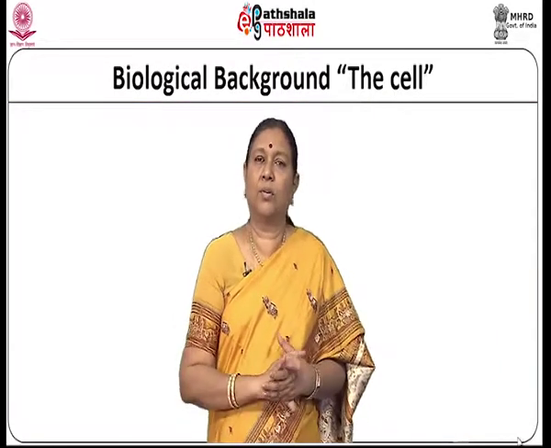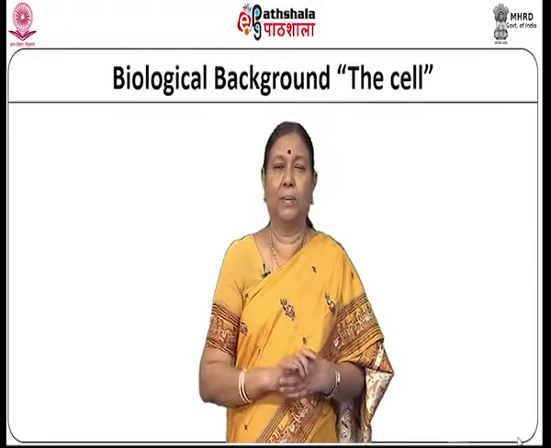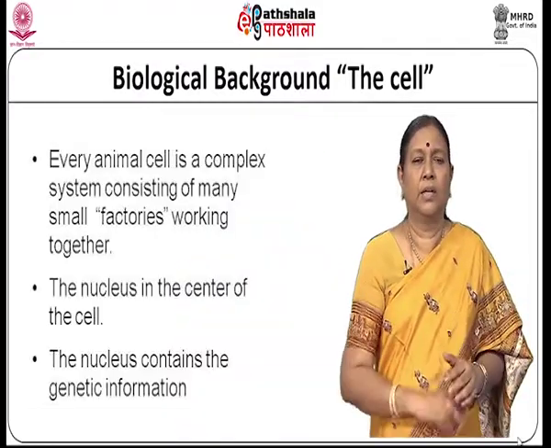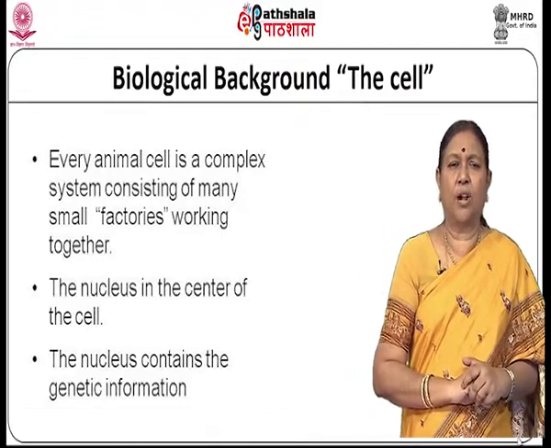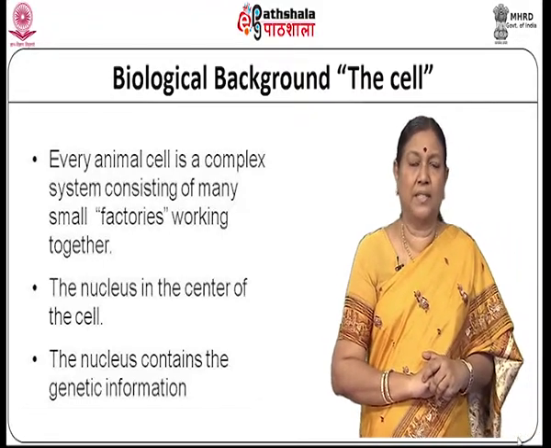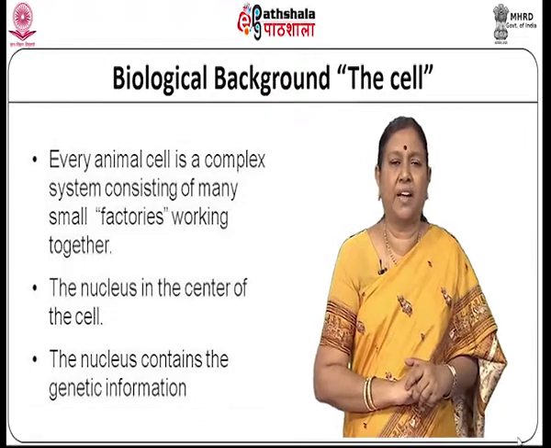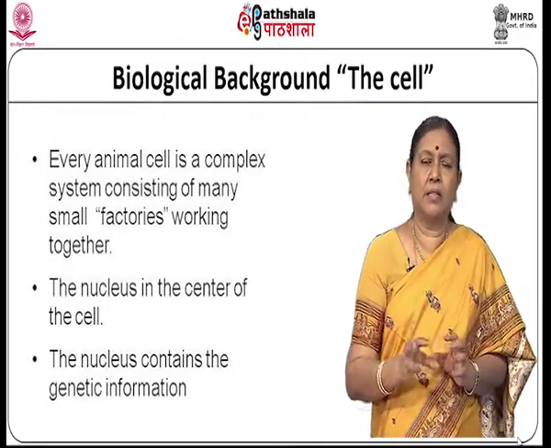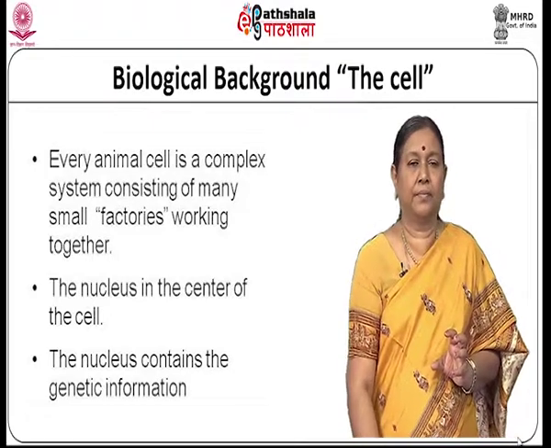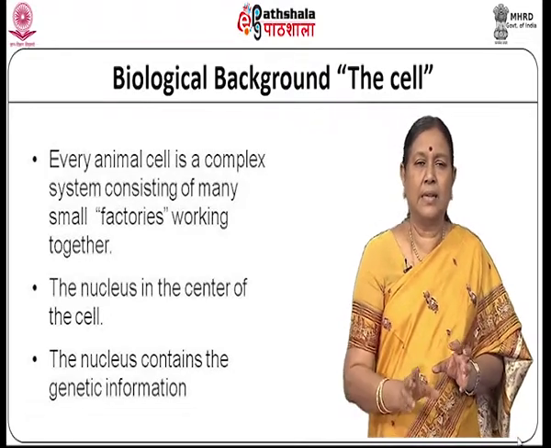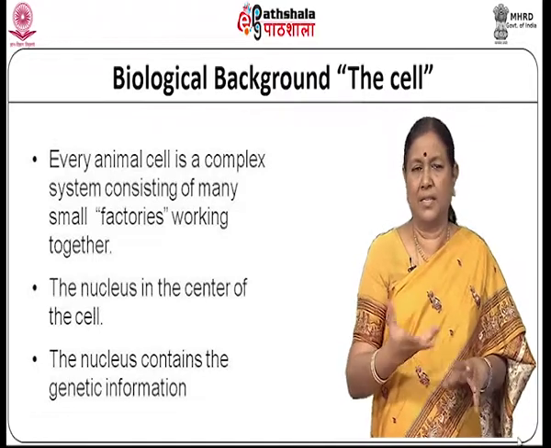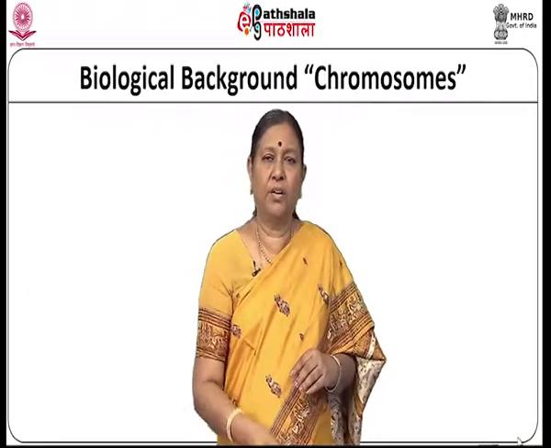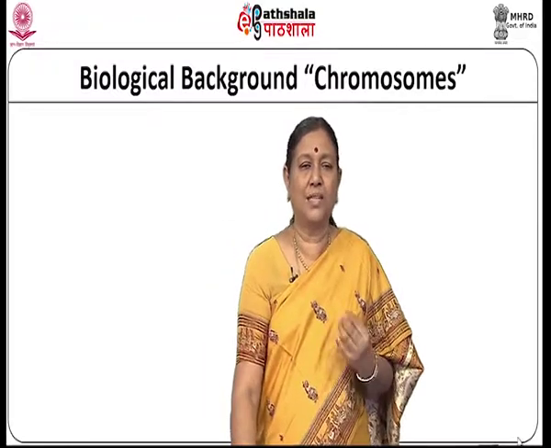Now, let us go to the biological background. The core is the cell. Every animal cell is of complex nature, and it consists of many small factories working together. That is a cell. The nucleus is the center of the cell. The nucleus contains the genetic information; this is the basis of any biological background. And now we will go to the chromosomes. So, what are these chromosomes?